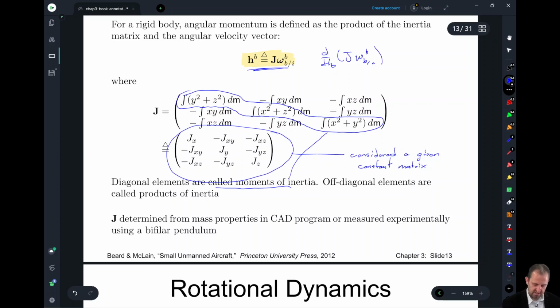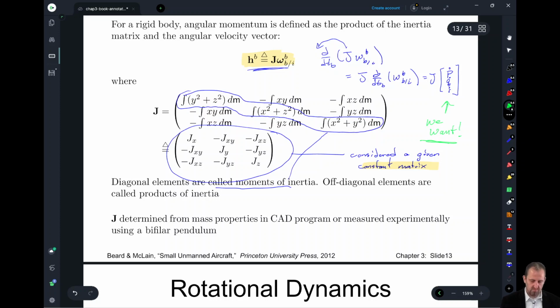Well, J is considered a constant matrix, so we can just pop that out, and this is equal to J times the time derivative with the body with respect to WBI, which is equal to J times the time derivative of P, Q, R. And this is what we want.